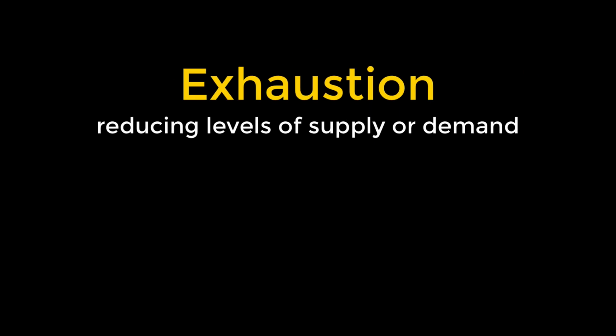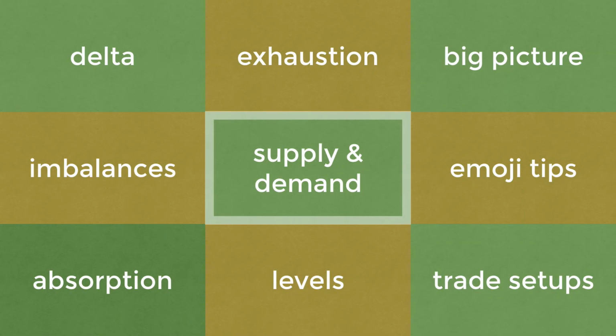So now we've started to consider how we bring supply and demand concepts to life using the emoji trading order flow suite. And we've started this by considering exhaustion, or what happens when we run out of buyers or sellers. In our next video, we'll examine how to highlight other signs of supply and demand. See you then.